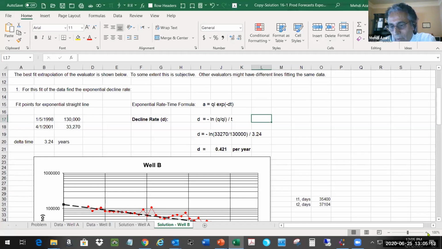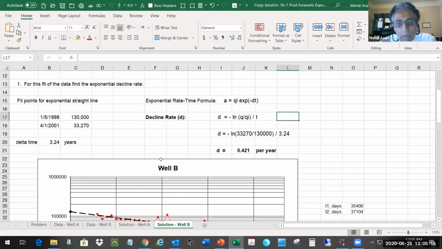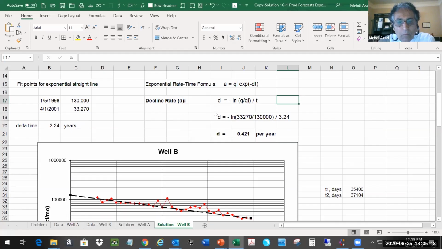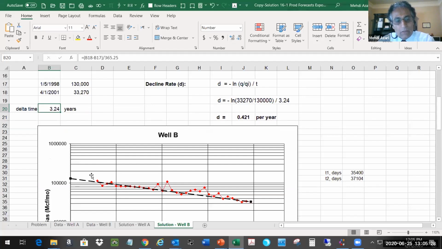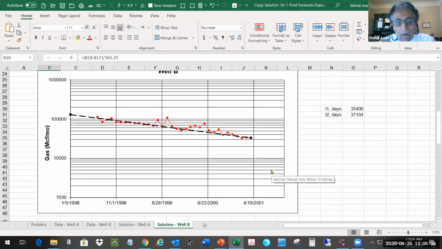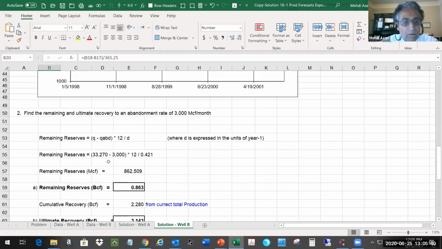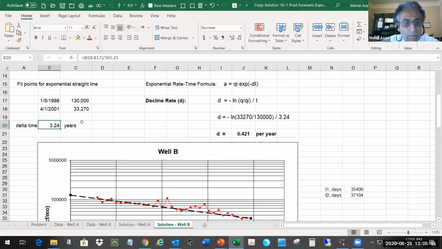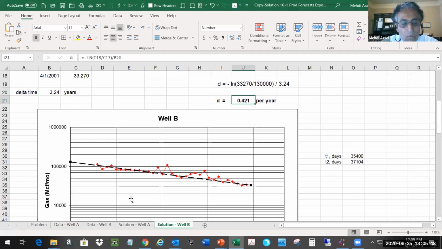Let me zoom in a little bit. Maybe you guys can see it better; I increased it by 10%. So you get the decline rate from the equation. This is the 3.24 duration, the entire length from here to there, and during that time the average decline rate is 0.421 per year. Once you get that, you just plug it into the equations and find the remaining reserve. So number one was to find the decline rate, which we found to be 0.421.